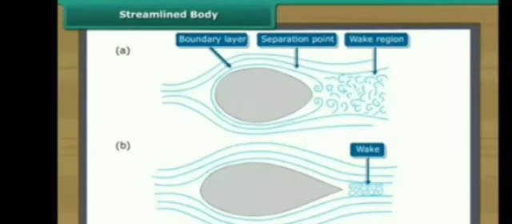Next, I am going to tell you about the streamlined body. What do you mean by a streamlined body? Organisms like fishes have a streamlined body that helps them in swimming. The head and the tail are pointed. The body tapers at both ends. This kind of body is called a streamlined body. This is seen in fishes. That helps in the movement of fishes. Fishes have fins and tails that help them to change their direction in any way.